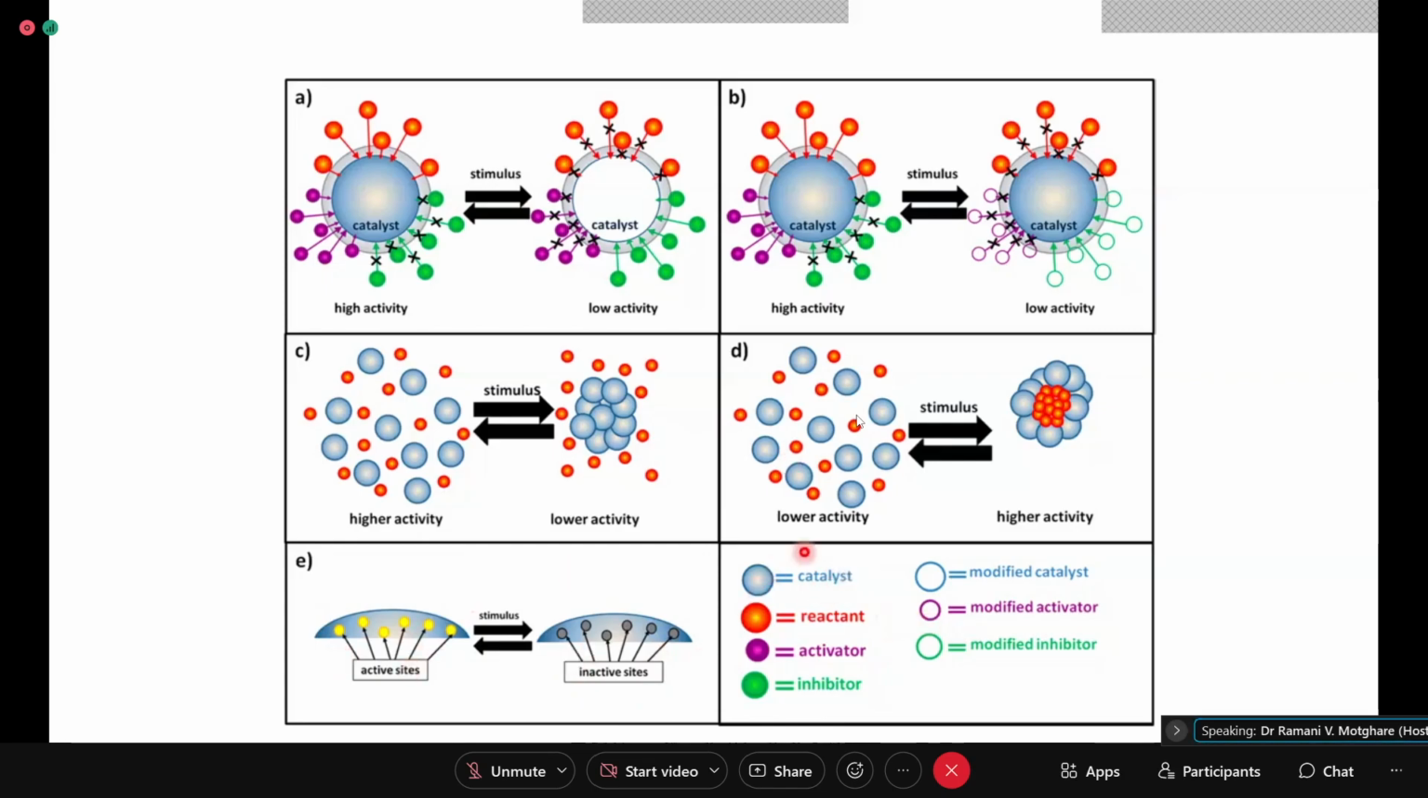So here you can see that this is the catalyst, this is the reactant, this is your activator. Here the activator is used and the green one is the inhibitor, and this is the modified catalyst. Okay, so they have modified the catalyst in such a way, modified activator is there, and these are the modified activators, and this is the modified inhibitor, and that is how the process of this one is taking place.